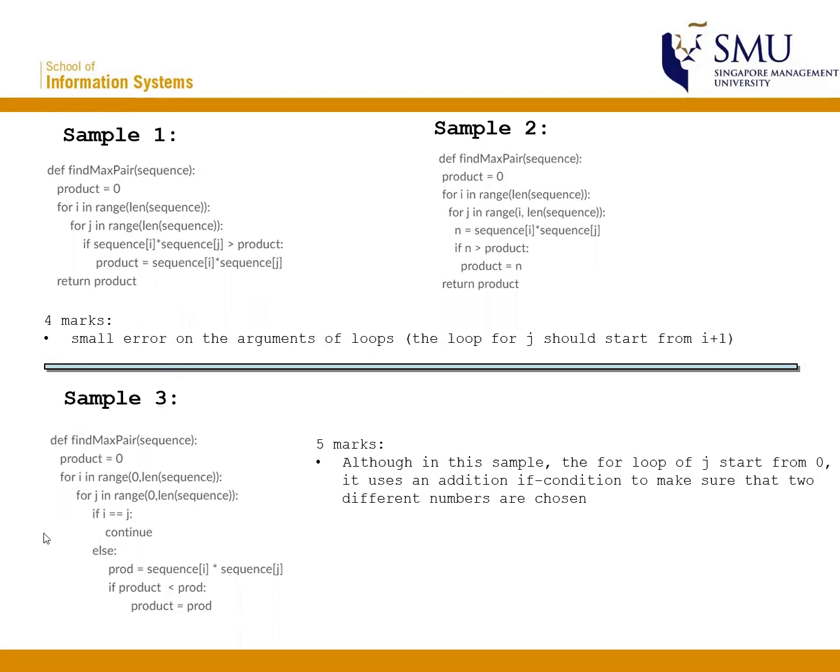Another possible way to make sure that only distinct numbers are picked is shown in sample 3. Although the loop of j starts from 0, it has an additional if condition that says if i equals j, then this case will be omitted through the condition continue. So this is also okay. If you have such answers, you will also get 5 marks.